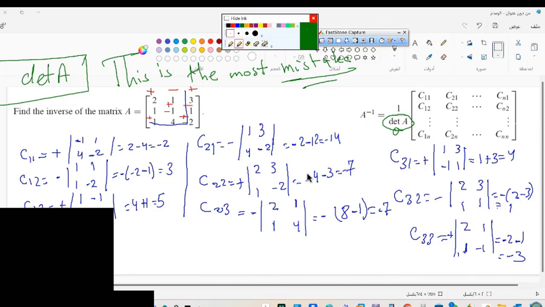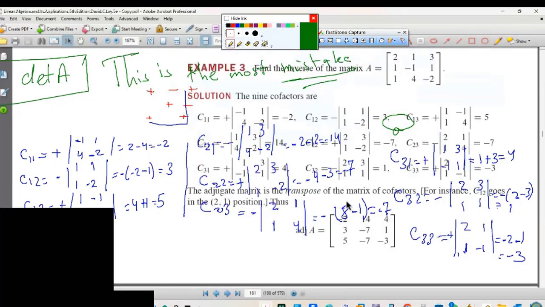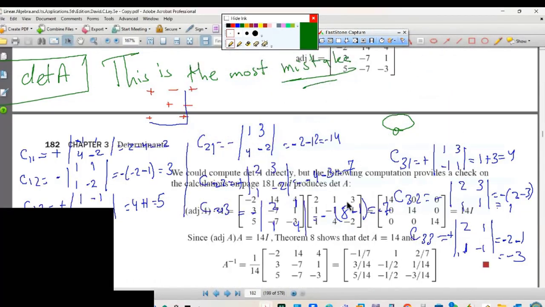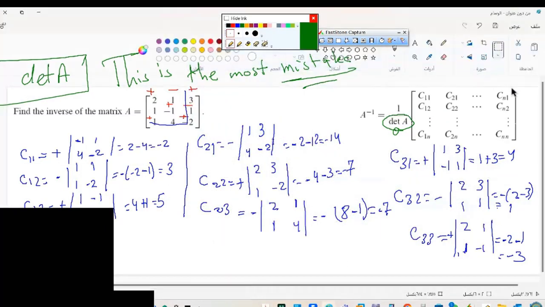So before starting, before calculating cofactors, C11, this is called cofactor, C3, take care about the determinant. Okay, now what is det? In our book, they calculated it for us, I guess, the determinant was here, 14.